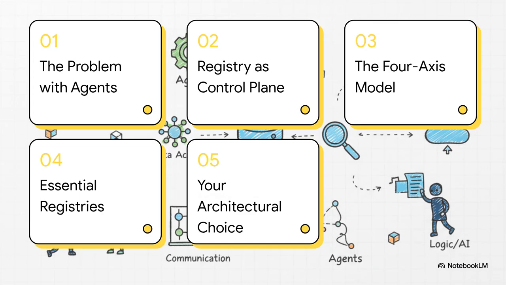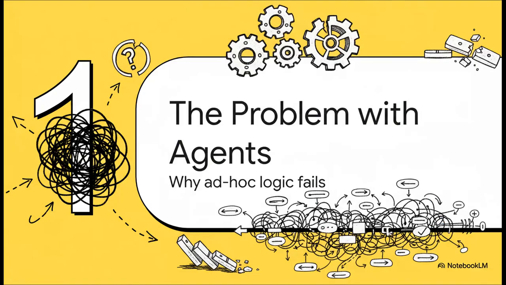So, here's our game plan for today. We'll start by really nailing down the problem, then we'll define the registry as the solution. After that, I'm going to introduce a really powerful mental model for thinking about any registry. Then we'll get practical and walk through 3 battle-tested implementations before we wrap up with the big architectural choice that you have to make.